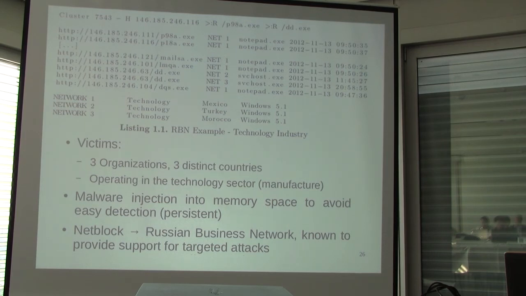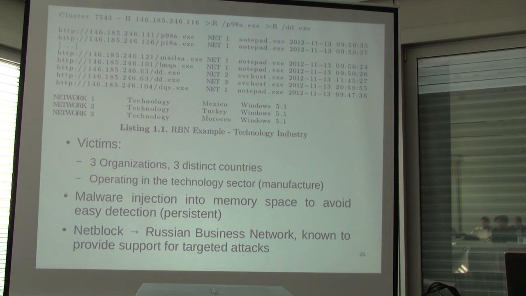One is in Mexico, one is in Turkey, and one is in Morocco. And the three organizations are manufacturing factories, so they are classified as in the technology sector. And they were infected by malware that was injected into the memory space of standard Windows programs, such as Notepad or svchost. This is a classic technique to keep persistence on the machine, so to avoid easy detection, and it is often used when you want to keep persistency there.